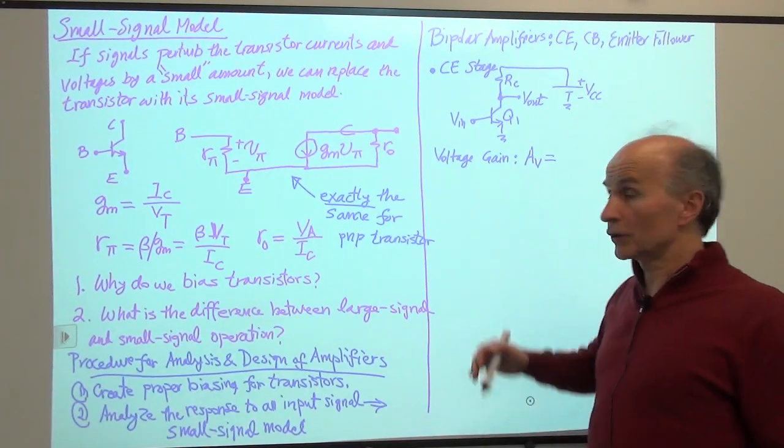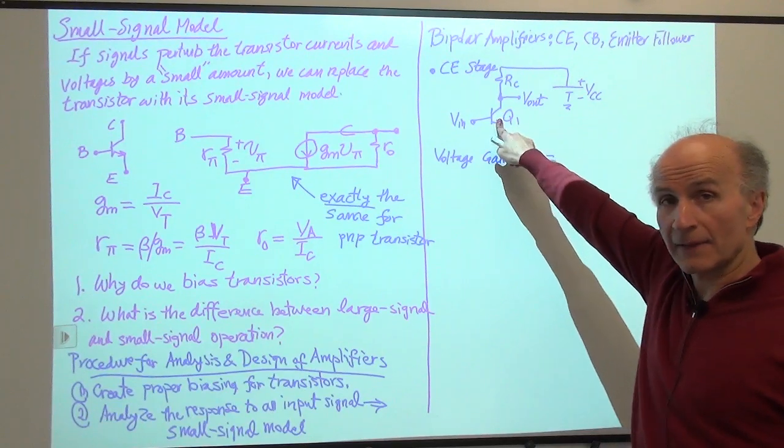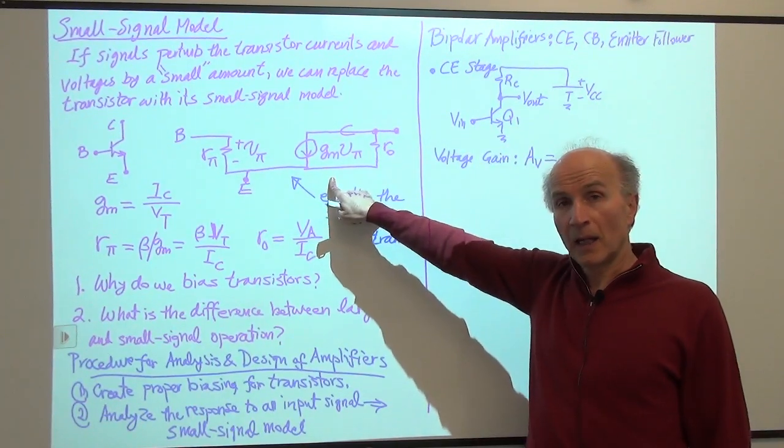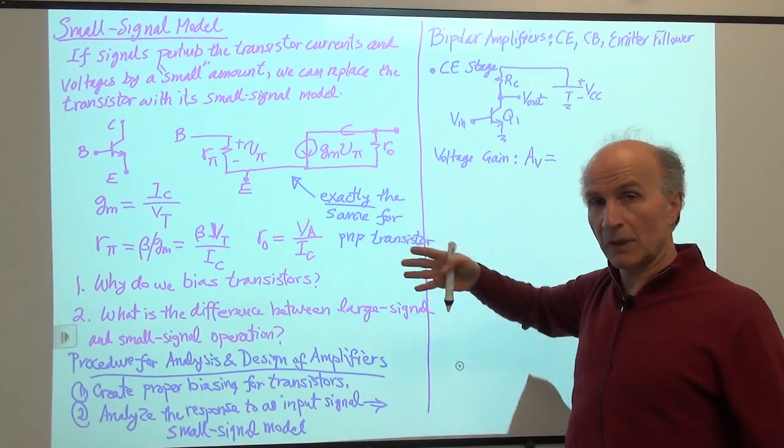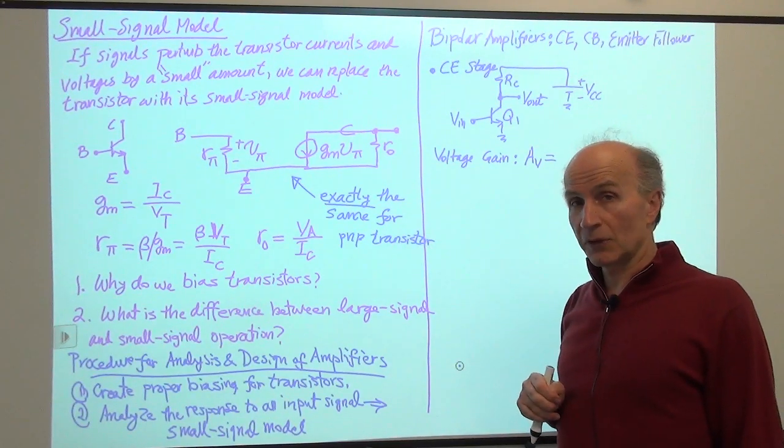Now, generally, I would replace this transistor with the small signal model, and then write KVLs and KCLs and find V out over V in. That would be the small signal voltage gain.